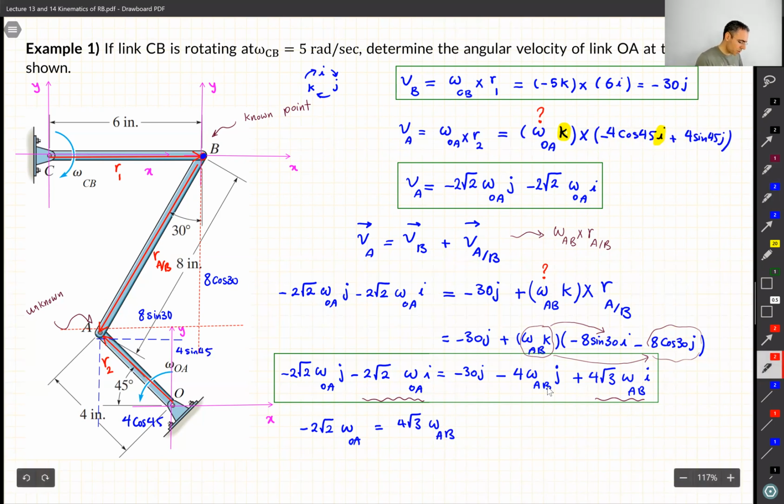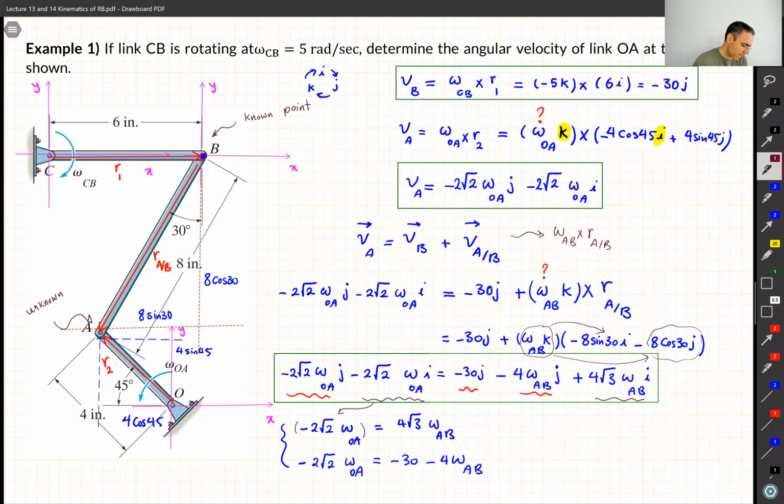What do we have for J? For J, we have this guy, this guy, and this guy. Let me write them down. Minus 2 square root of 2 omega OA is equal to minus 30. And what else? 4 omega AB. So let's double check one more time to make sure we haven't made any mistake. This is something that comes from here for I, and we have only one thing for I there. Okay, so that's good. And for J, we have this guy. On the other side, we have minus 30 and we have minus 4 omega AB.